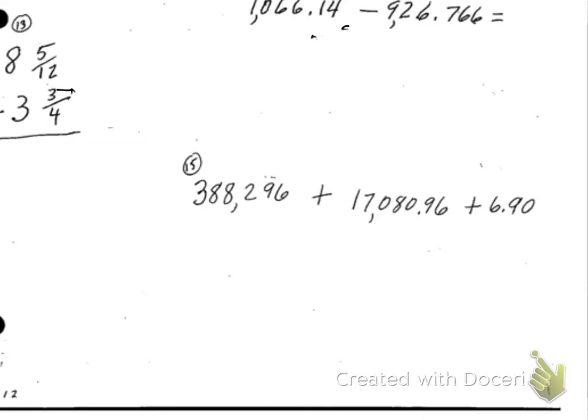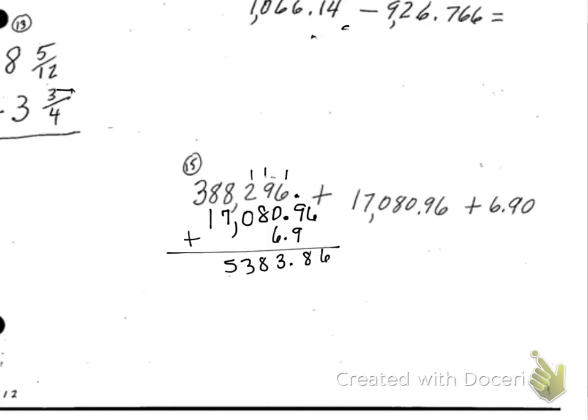Let's add. We have 17,080 and 96 hundredths. I'm going to put my decimal up here because I know that's where it would be. And then 6 and 9 tenths. I'm not going to add that 0. You definitely can if it holds your place value and you're more comfortable with that. 18, 13, 18, 3, 15, 10, 4. So I have 405,383 and 86 hundredths.